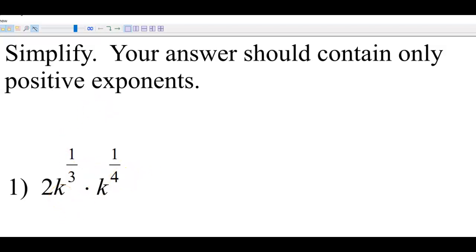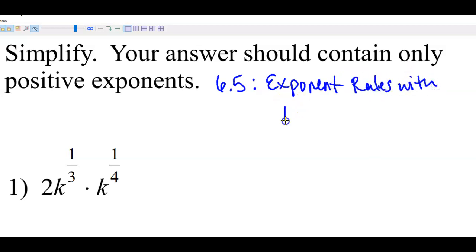So this video is 6.5. We are going to be simplifying expressions that have rational exponents here. So basically what we're doing here is we're using our exponent rules with rational exponents. Your module in Canvas may be called slightly different, but it is 6.5, and we are going to be simplifying rational exponents. Exponent rules with rational exponents.